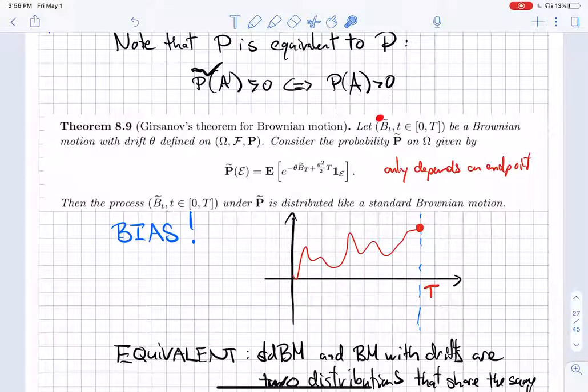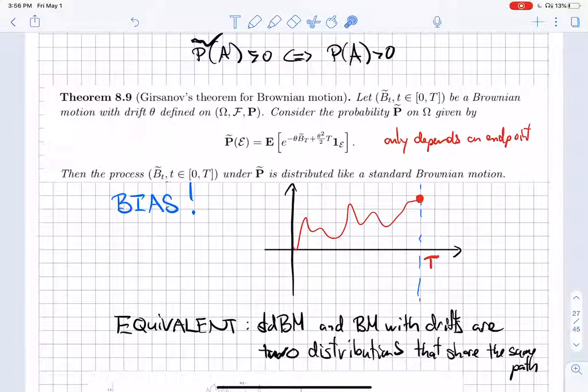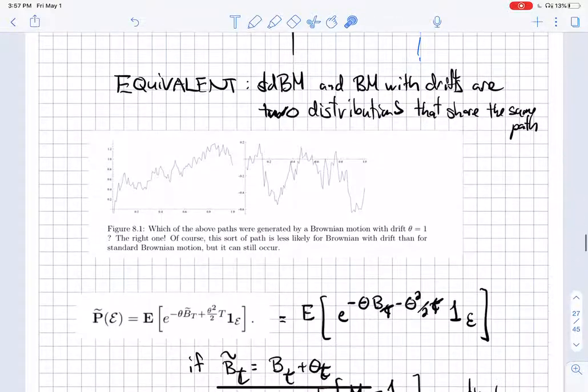So if I have a Brownian motion with drift theta, that's what we want to subtract, under a probability P, I can define a new probability P tilde, where I fudge this factor inside the expectation. Again, if you don't have the indicator function, this factor is 1, so this is still a probability. You're just changing the weights, and these weights still sum to 1. And under this new probability, B tilde is distributed like a standard Brownian motion. So that solves the question.